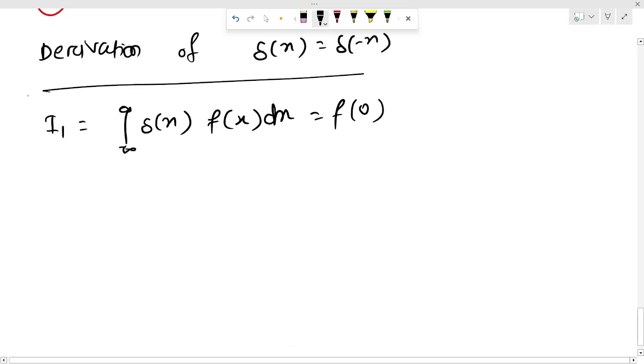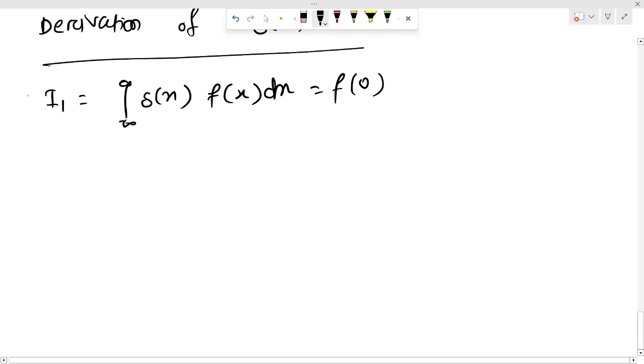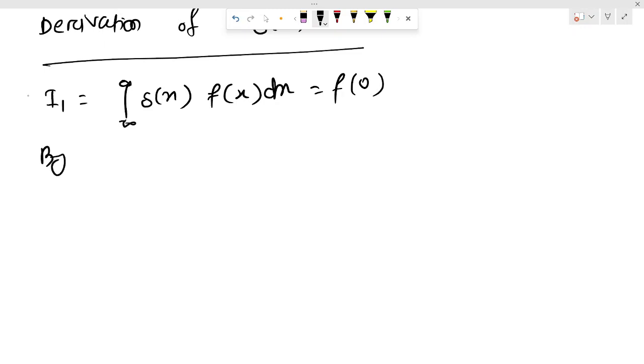So let us start with our derivation of δ(x) is equal to δ(-x). In this type of derivation, remember we have to take I1 and I2 to prove all this, and from I2 we can derive I1. Let us consider the integral from minus infinity to infinity of δ(x) f(x) dx is equal to f(0), because x0 is 0. By putting y is equal to minus x, so dy equals minus dx.